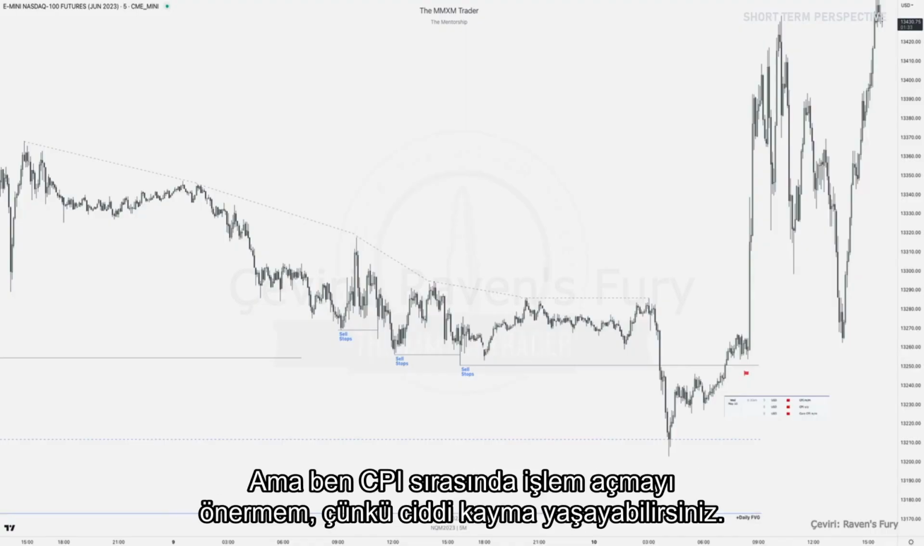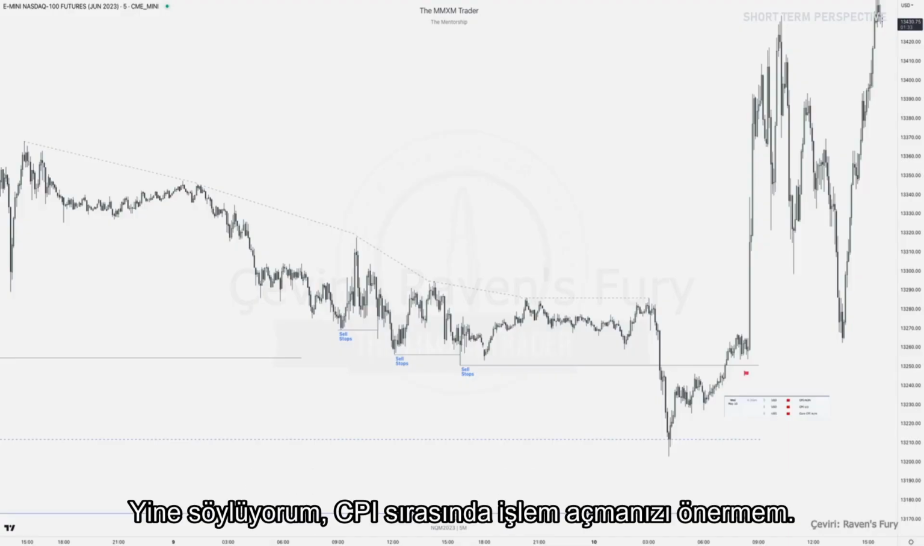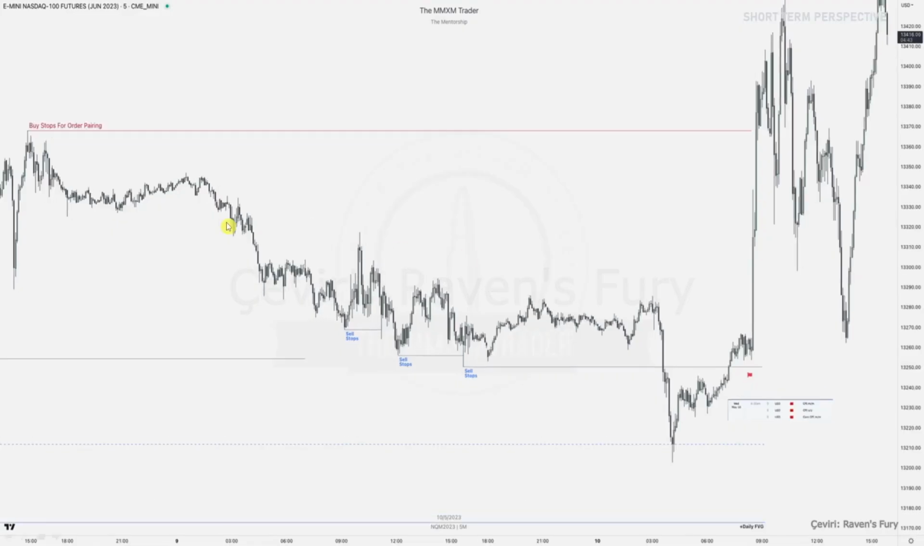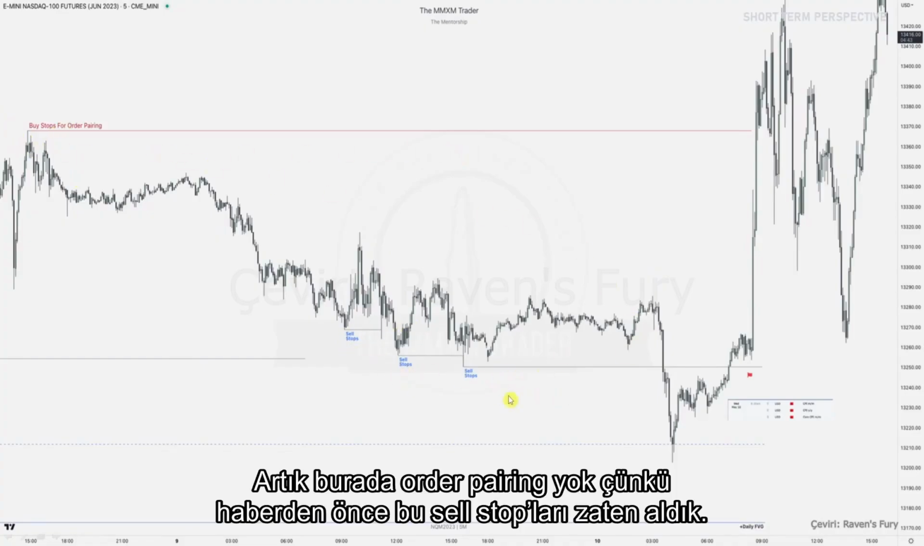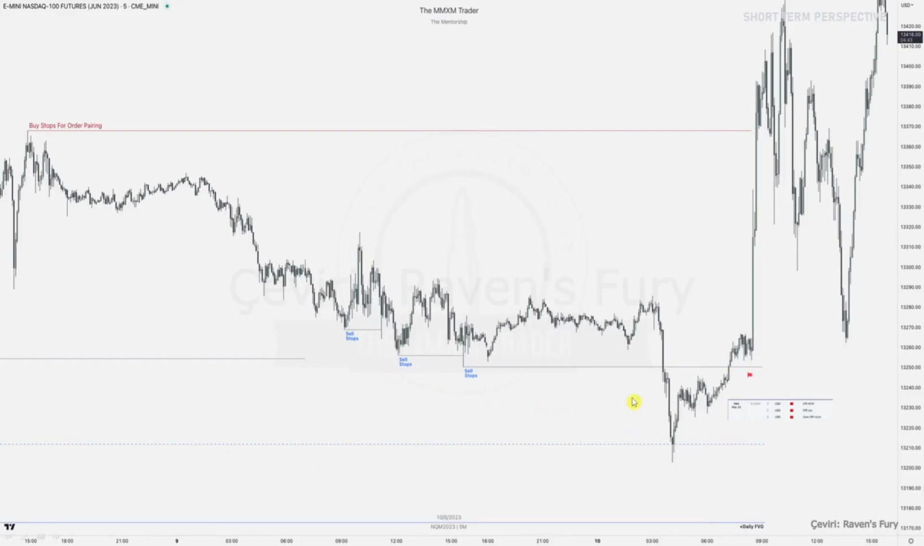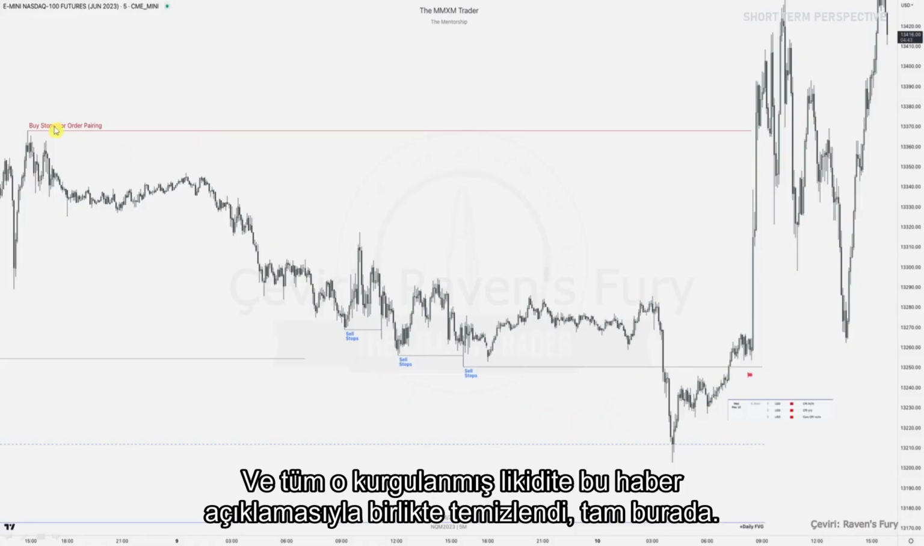Now, I do not advise trading CPI because you can get slipped very hard. So this is just an example. And again, I don't advise trading CPI. We've got those buy stops up here for order pairing, which makes sense, right? There's no order pairing anymore down here because we already took out those sell stops prior to that news event, and all that engineered liquidity has been taken out with that news release.